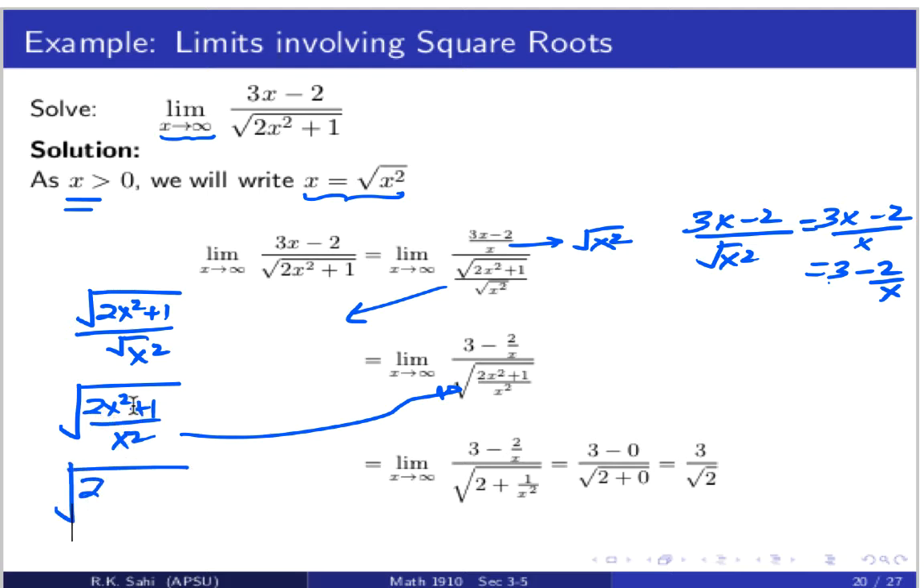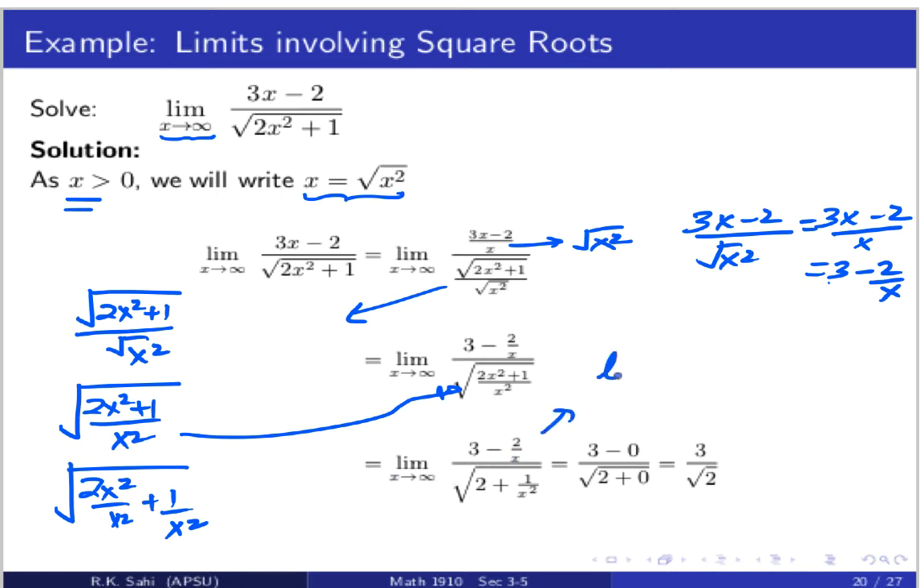We separate the terms of the numerator: it's 2x squared over x squared plus 1 over x squared. So 2x squared over x squared is what? A 2. Plus 1 over x squared. Now this limit is still here. Now I'm going to take the limit of the numerator and the limit of the denominator.